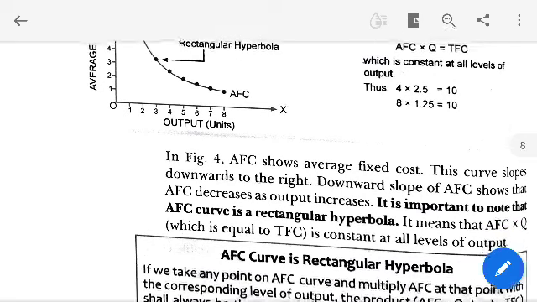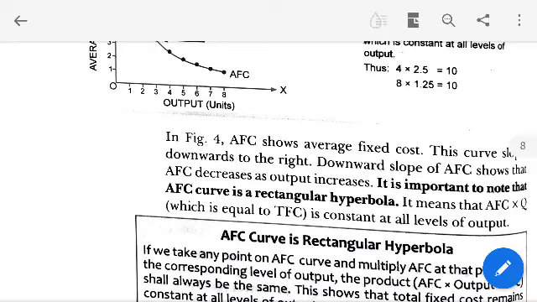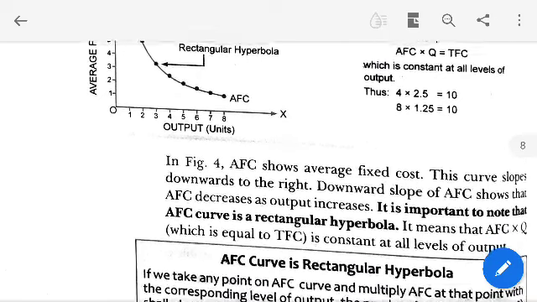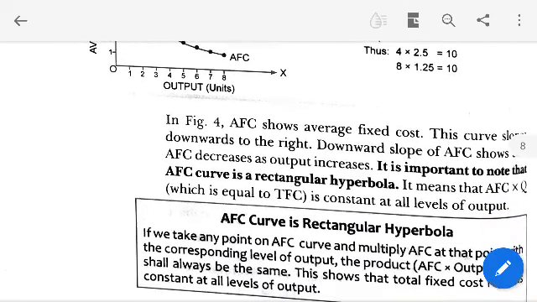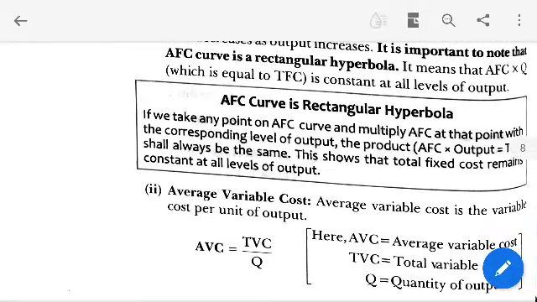It is important to know that average fixed cost curve is a rectangular hyperbola. ये भी आप देखिए कि ये जो curve है, it is a rectangular hyperbola. It means that average fixed cost multiplied by the units of output produced will be equal to total fixed cost at all levels of output, which is constant at all levels of output. AFC, average fixed cost curve, is rectangular hyperbola.